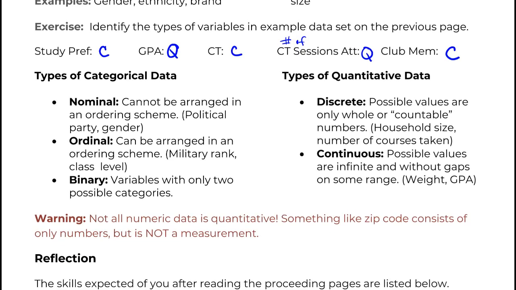Now within these two categories, they do break down a bit more. Our categorical data can break down into nominal, ordinal, or binary. Nominal, and just like categorical and quantitative, these sound kind of like what they are. Nominal means that there is no ordering scheme.